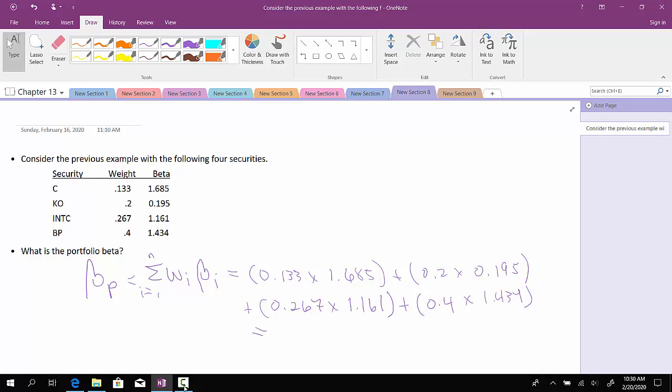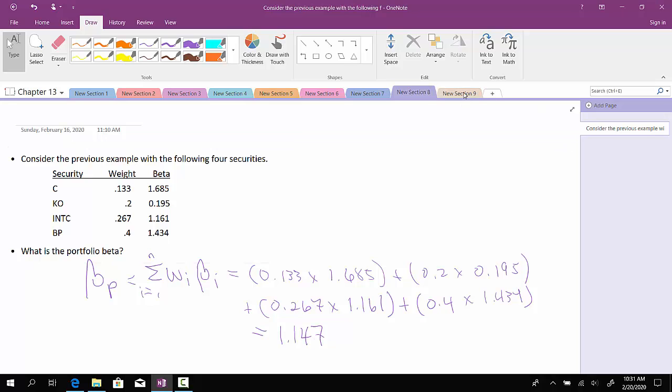Okay. So from here, just plug it in and solve for the portfolio beta, and you should get 1.147. Okay, so altogether, this portfolio has a beta of 1.147. The question for you is, does this particular portfolio possess more or less systematic risk than the overall market? We'd say more, because the beta exceeds 1.